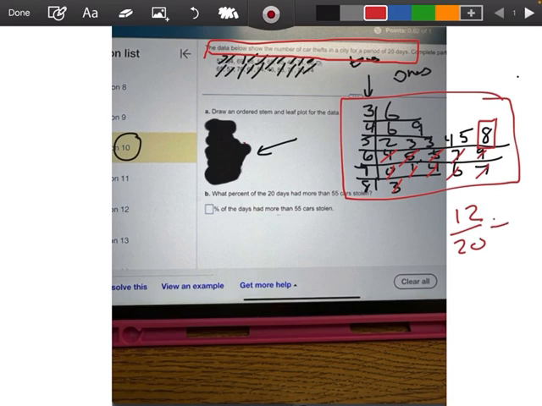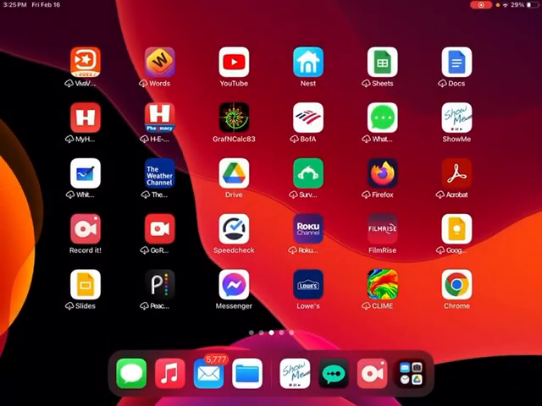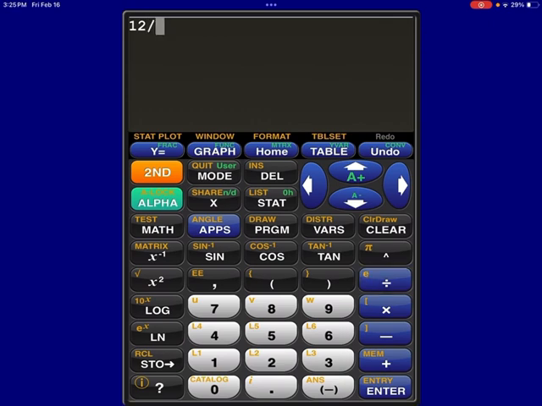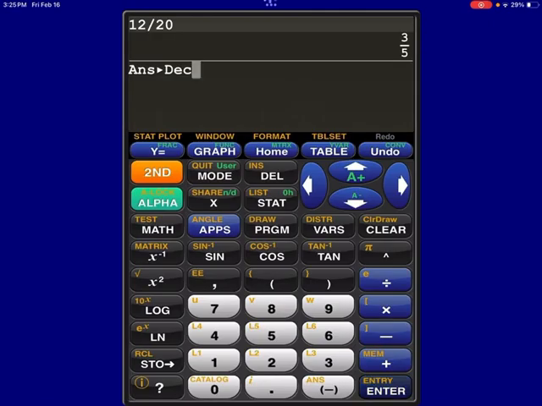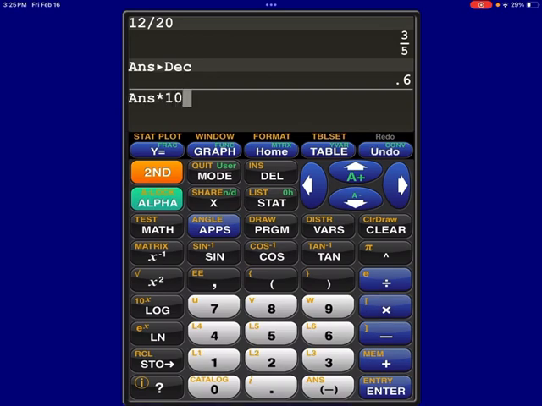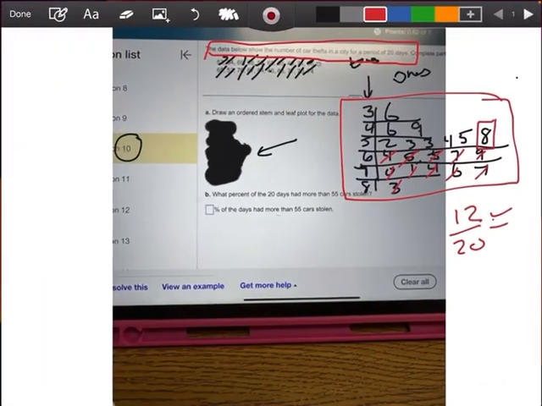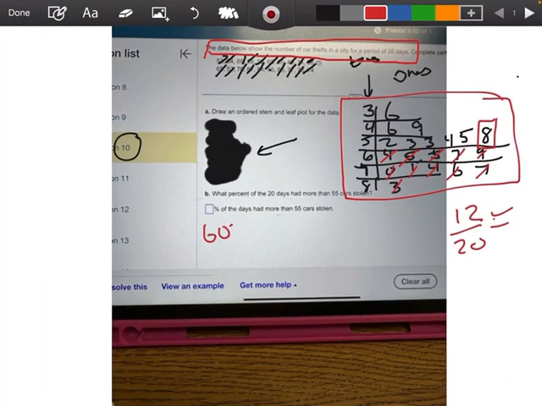So y'all, 12 out of the 20, okay? What I'm gonna do here, y'all, I'm gonna go ahead and convert that to a decimal. So let me get my calculator. Let me clear this out. What's 12 divided by 20? Okay, let's make that into a decimal. And then multiply it by 100. So y'all, we should be getting 60%. So right here, 60% of the days had more than 55 cars stolen. Okay, y'all have any questions? Let me know.